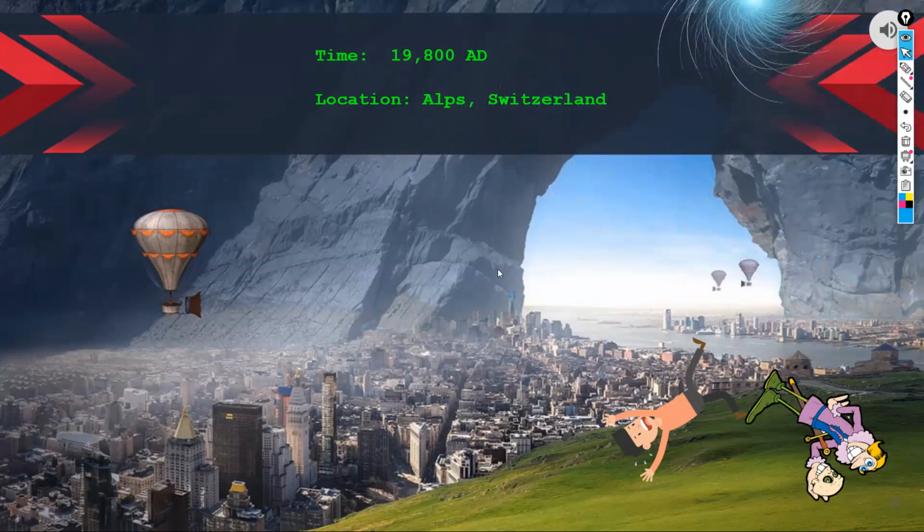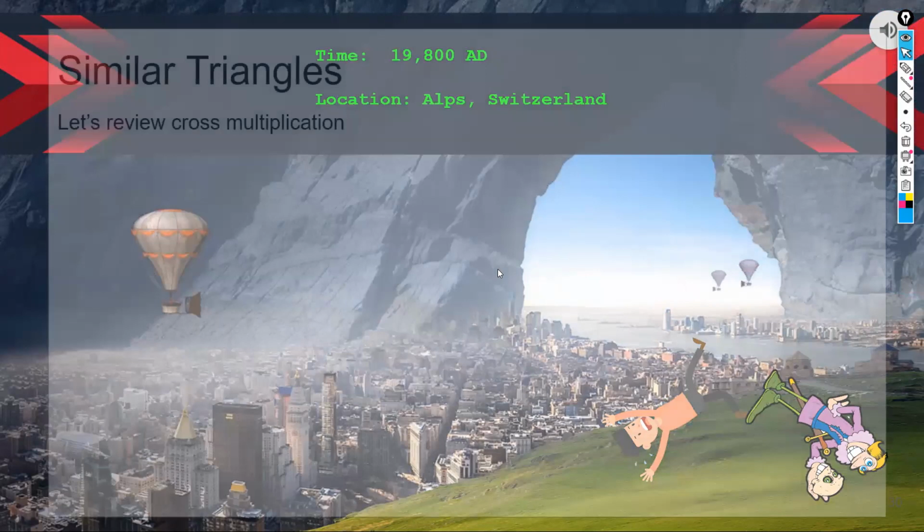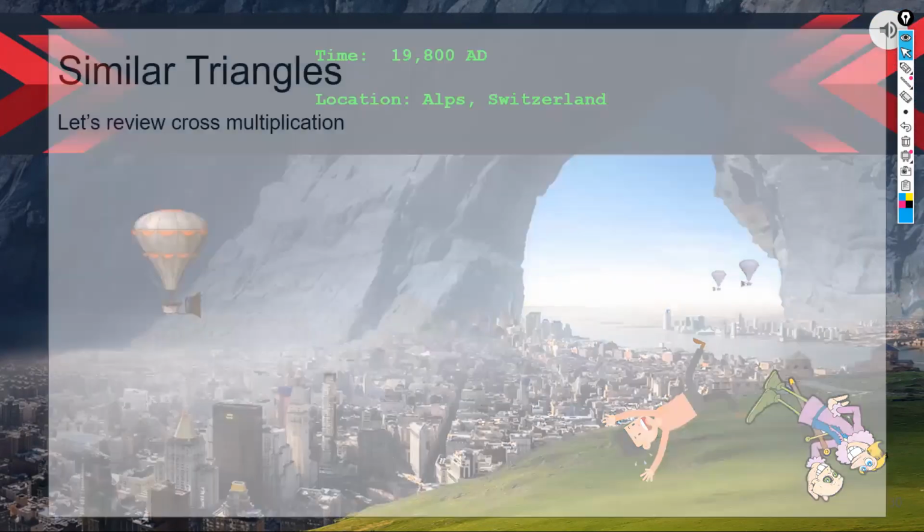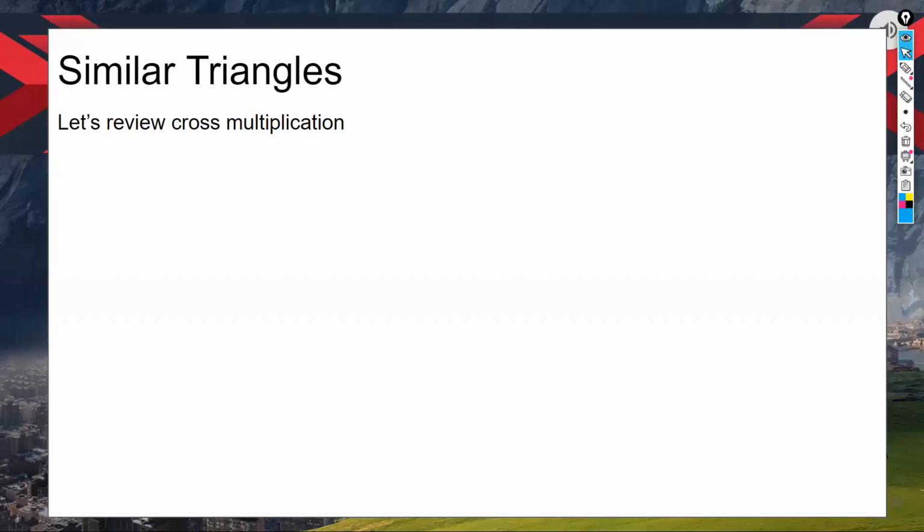So let's see what you know about similar triangles. Be able to cross multiply very, very quickly, because the whole of similar triangles is actually based on cross multiplication. So just as a quick review, we'll spend the first 10 minutes of class just doing practice examples on cross multiplication.